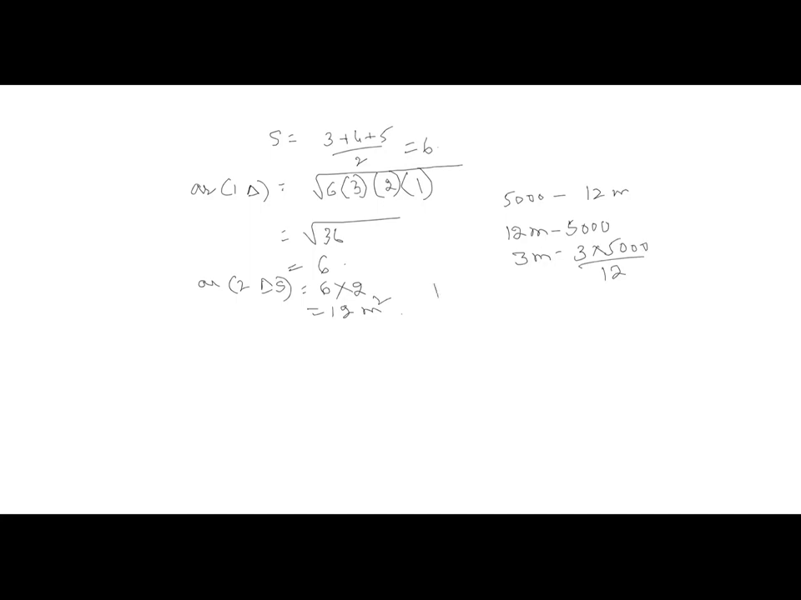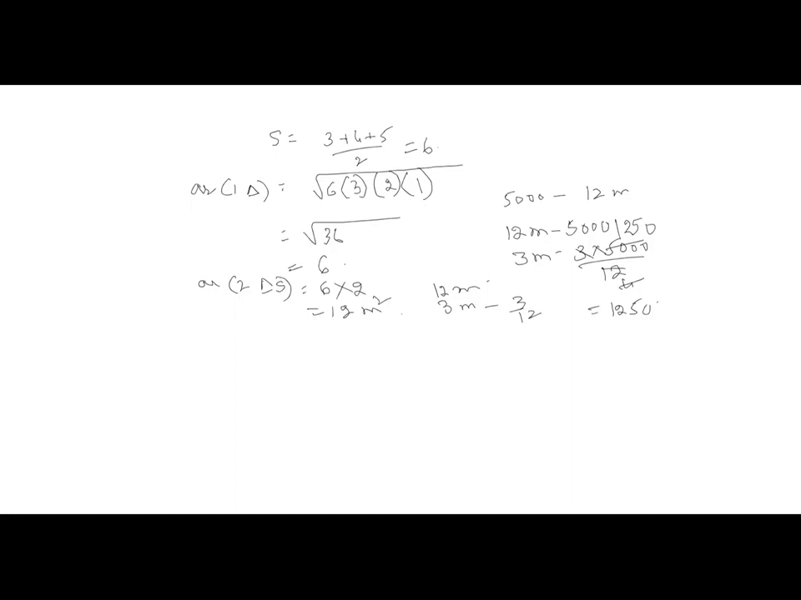See, there are 12 months, and 12 months make 1 year. So 3 months, how much part of 1 year is 3 months? 3 by 12, 1 by 4 part. 1 by 4, correct. So 5,000 divided by 4 is 1,250. So 1,250 rupees for 3 months. Am I right? Is it correct?